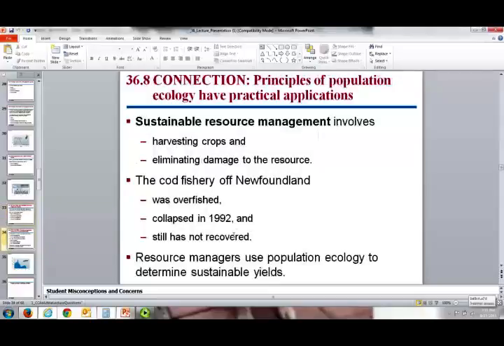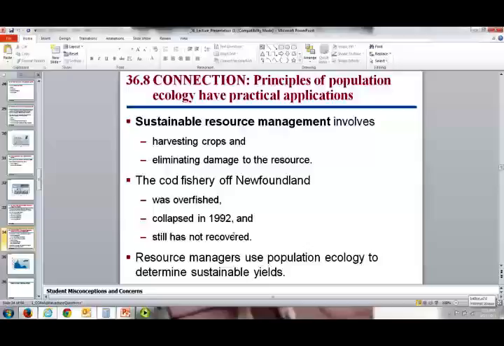So for practical applications, we try to have sustainable resource management. And this should apply to how we harvest crops, eliminate damage to natural resources, and overall manage any of our lands. So an example would be the cod fishery off of Newfoundland. This was overfished and it collapsed in 1992, and it still is not recovered. It's going to take a long time for that to recover because the resources were not well managed.